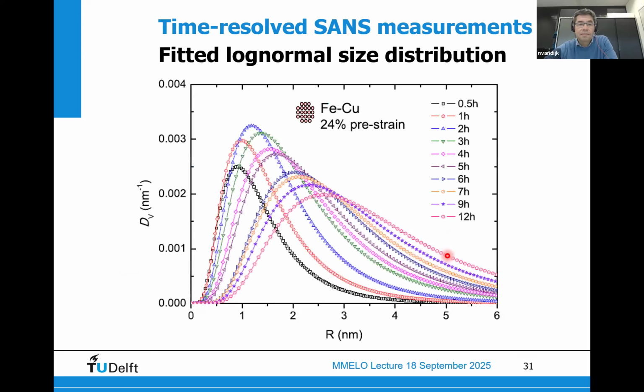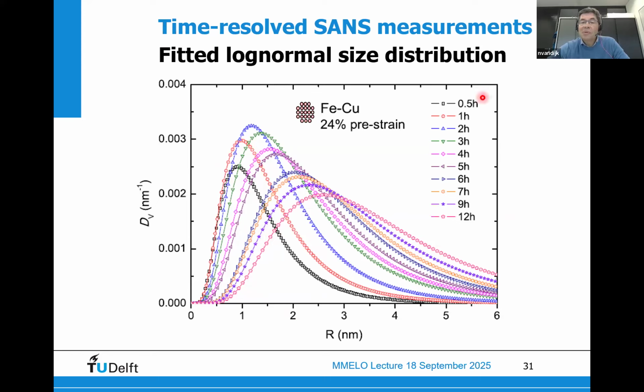So if we now do an actual fit with log normal size distribution, then we see that the volume distribution initially nucleates at very small sizes, it grows in intensity, and then once it has reached a sizable fraction, the average particle size continuously moves up while the phase fraction, the integral, does not grow that much anymore.